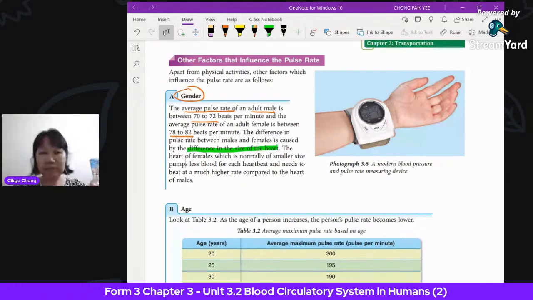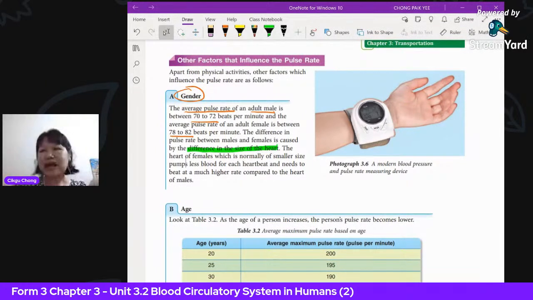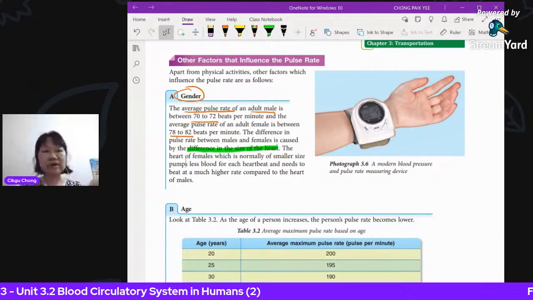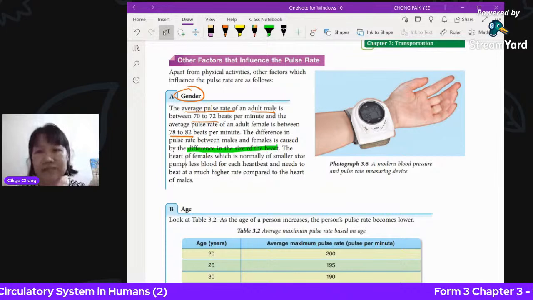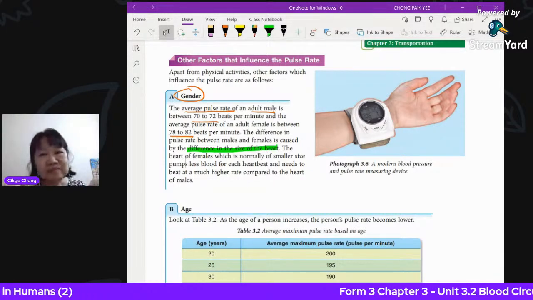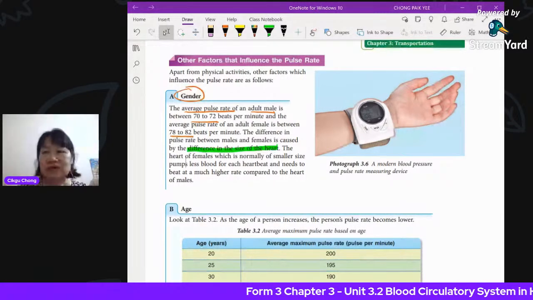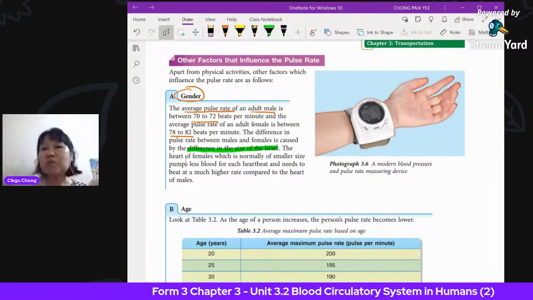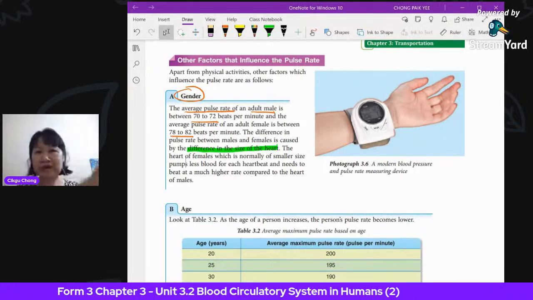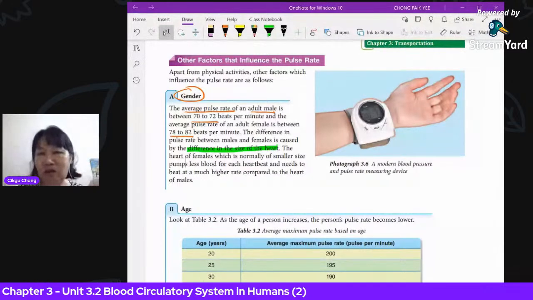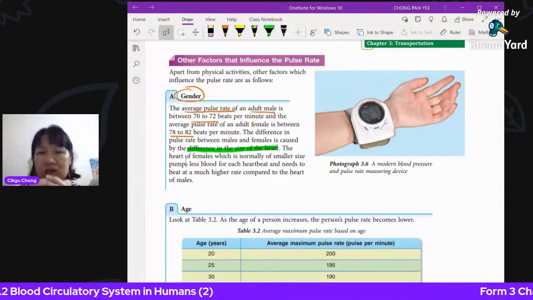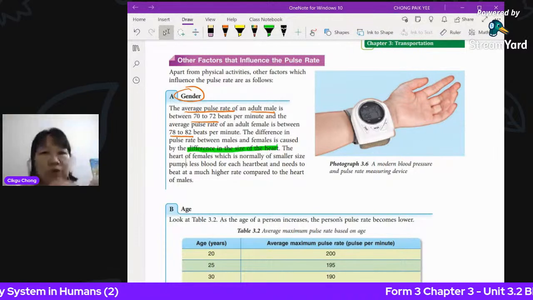I have a big one. I just have to scoop a few times. This one is already full, right? But if I got a small one, like a small scoop, don't you think I have to scoop more times in order to fill up my tank? So if your heart is smaller, you end up having to beat many more times.